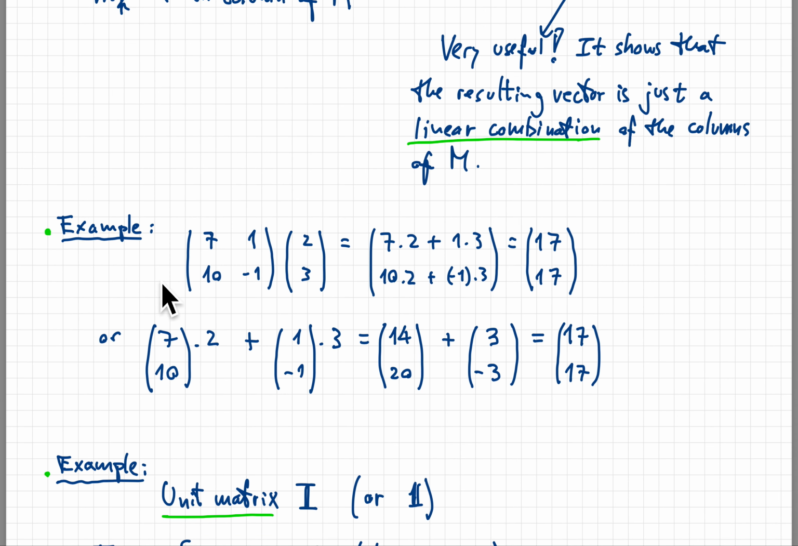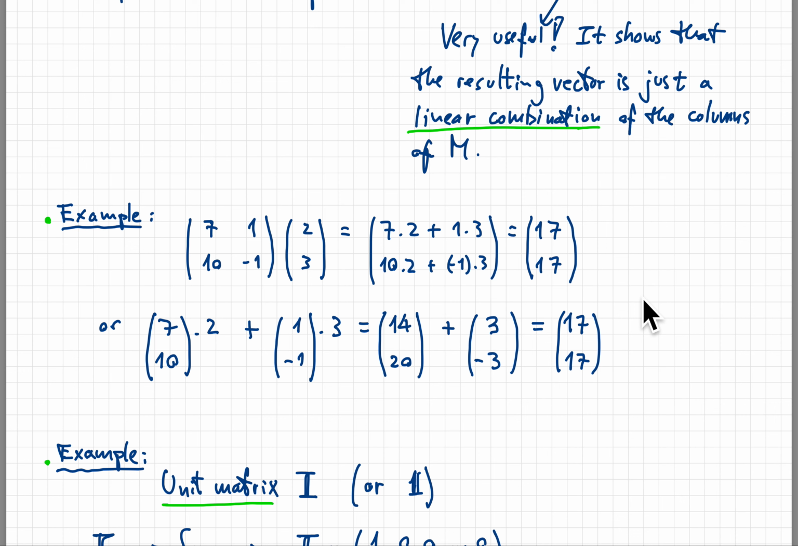Now, on the other hand, we could say, let's take this column vector multiplied by 2, plus this other column vector multiplied by 3, and then add it all together. Well, this first one is 14 and 20. That's pretty easy to figure out. And this other one is 3 and minus 3. And then we add it component by component, and we get 17 and 17. Correctly, it's the same result, of course. It's the same type of operation, but we did it in 2 different ways.